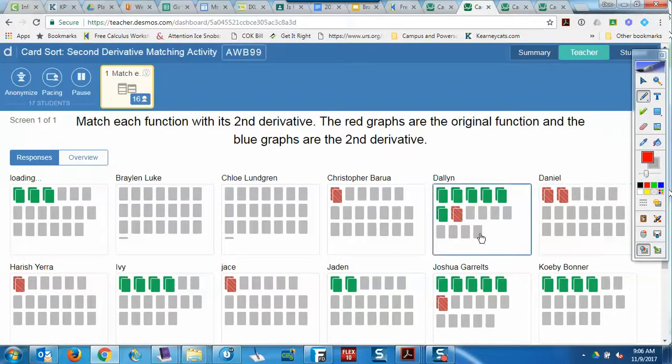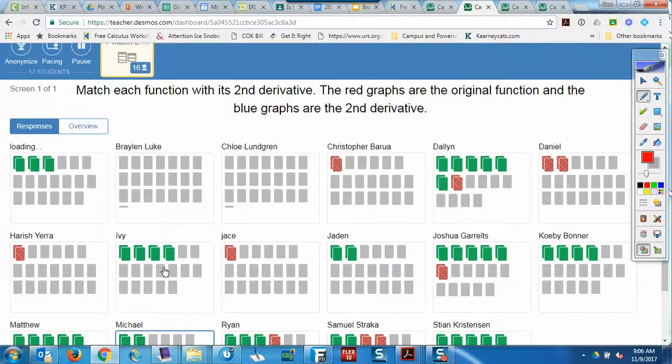Chris, 1 bad pair. Daniel, 2 bad pairs. Dallin, 1 bad pair. Harish, 1 bad pair.